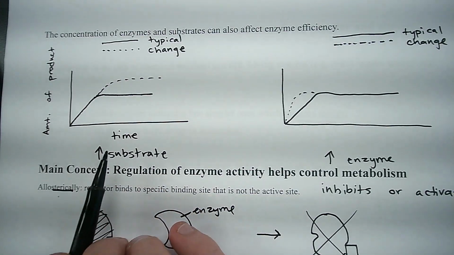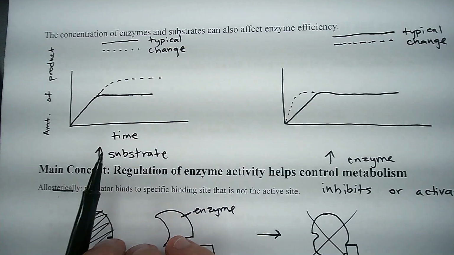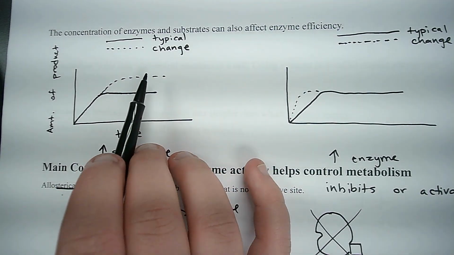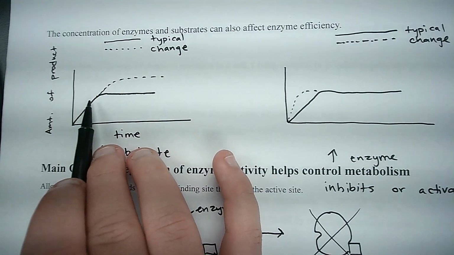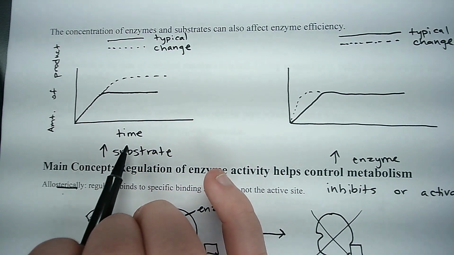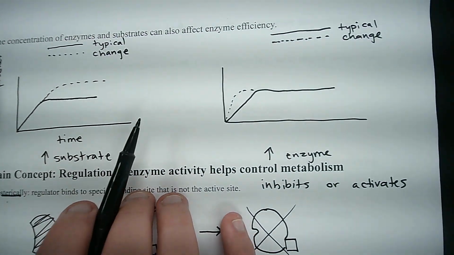The concentrations of enzymes and substrates themselves can affect enzyme efficiency, not just changing pH and temperature. If we increase the substrate concentration, we would expect more of them to collide with enzymes, and we should expect more products. So typically it would just be this black line here. And if we increased the amount of substrate, we should expect more product.